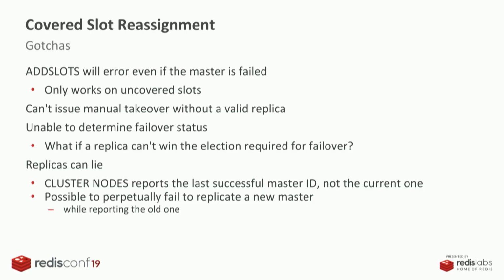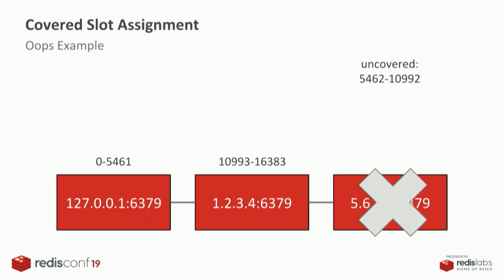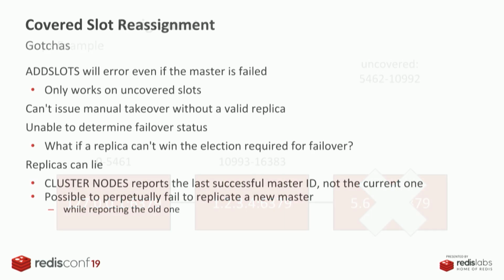So a lot of gotchas here. Add slots, which your great command will actually not work if there's a master that it knows about. So if we're back to this world, where we know that the node on the right owned those slots, but it's failed the health checks, my add slots command won't work anymore. It only works if nobody claims to own it, which is kind of annoying.